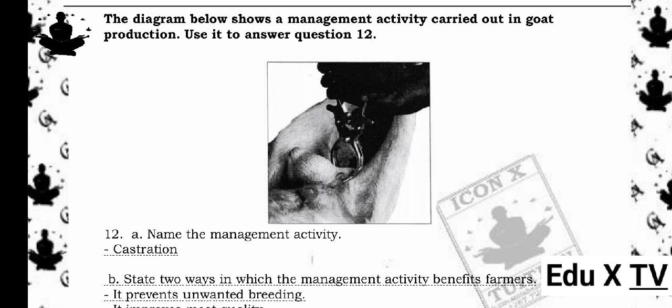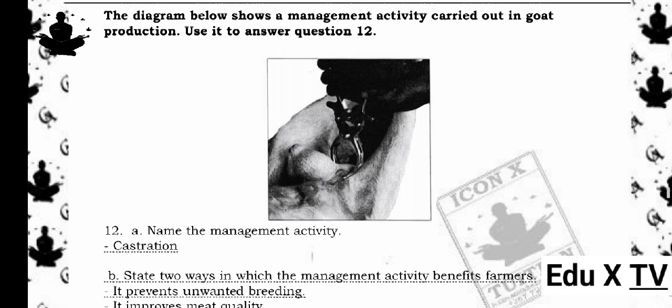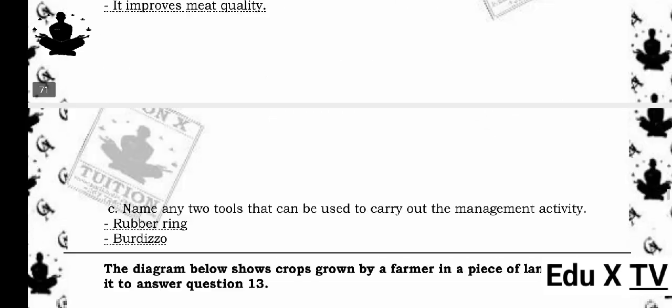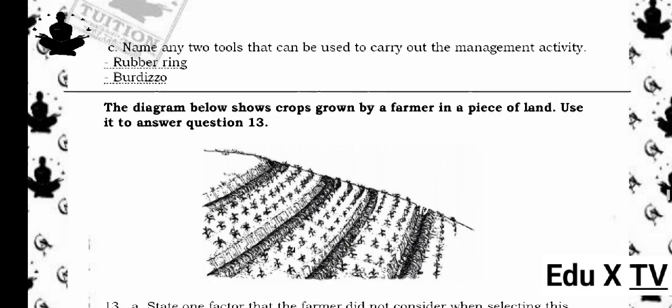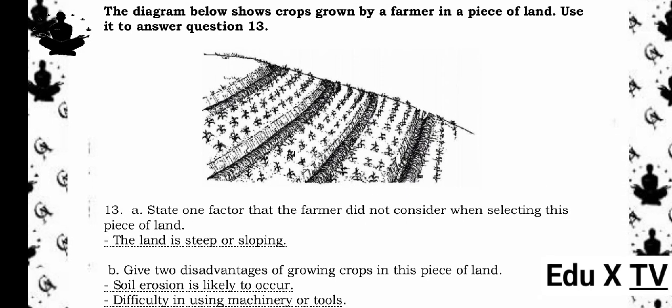12. A. Name the management activity. Castration. B. State 2 ways in which the management activity benefits farmers. It prevents unwanted breeding. It improves meat quality. C. Name any 2 tools that can be used to carry out the management activity. Rubber ring. Burdizzo. The diagram below shows crops grown by a farmer in a piece of land. Use it to answer question 13.